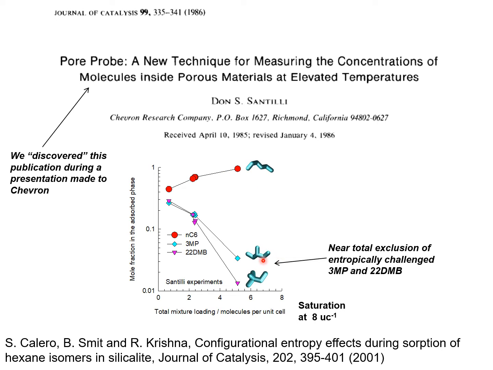And we have direct experimental proof of entropic exclusion of the entropically challenged 3-methylpentane and 2,2-dimethylbutane that prefer to locate at the channel intersections, whereas normal hexane has no limitation with regard to its location. It can locate freely within the linear channels or the zigzag channels.